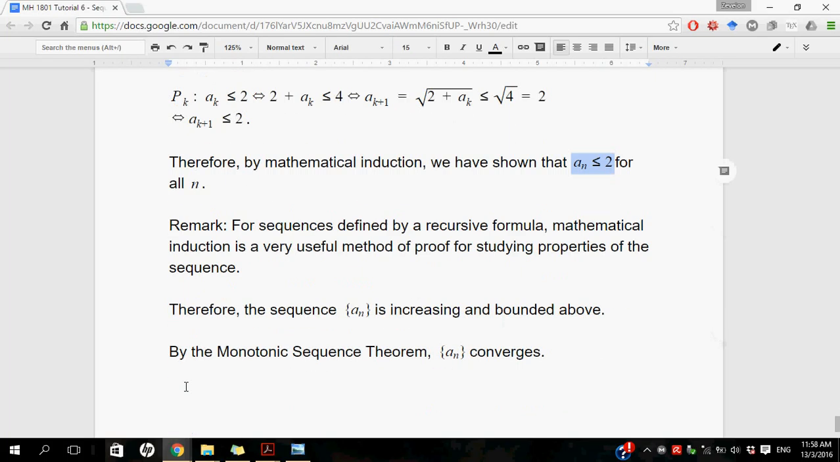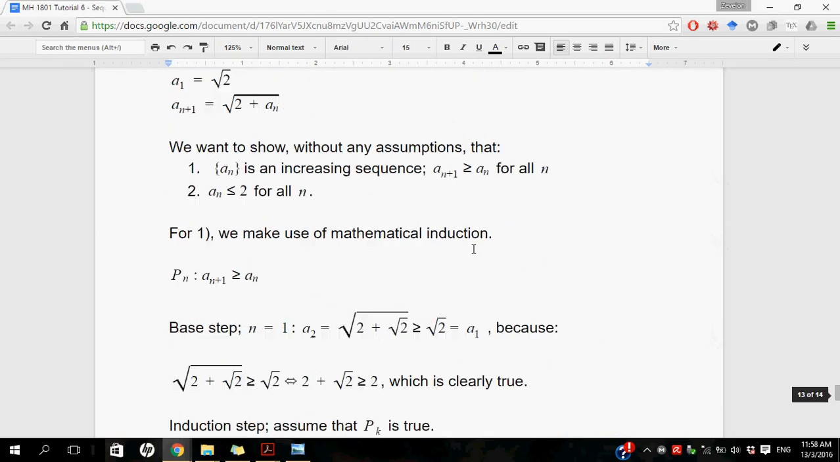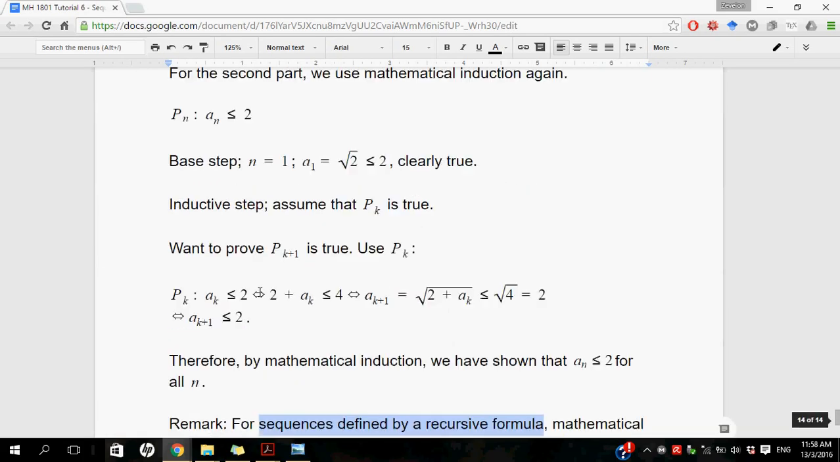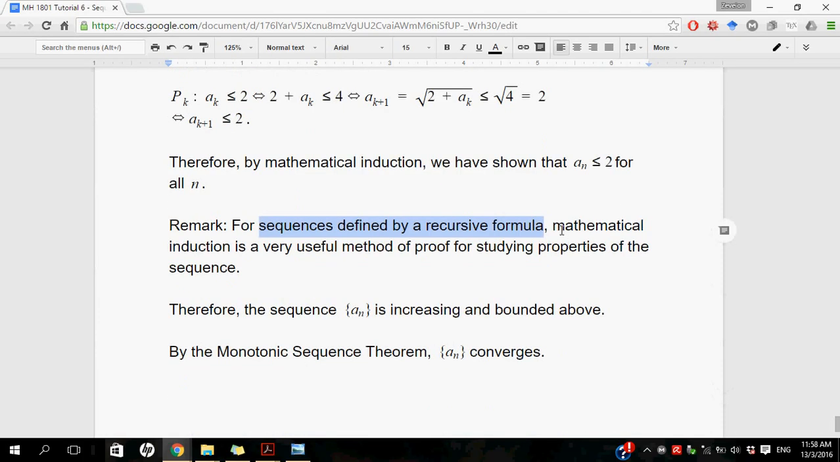And as a remark, we note that if you have a sequence that is defined by a recursive formula, so a sequence of this nature where you have the starting term and every term after that is defined in terms of the previous term, then you can use mathematical induction to study the sequence quite effectively. So mathematical induction is a useful method to prove various properties of our sequence.